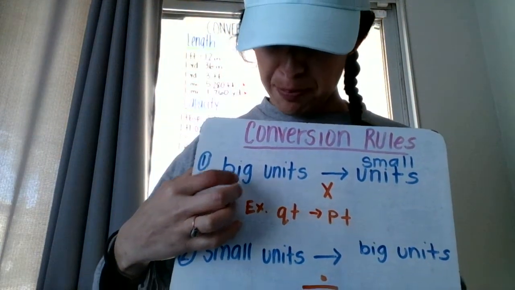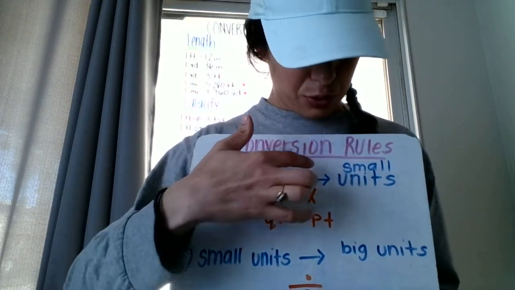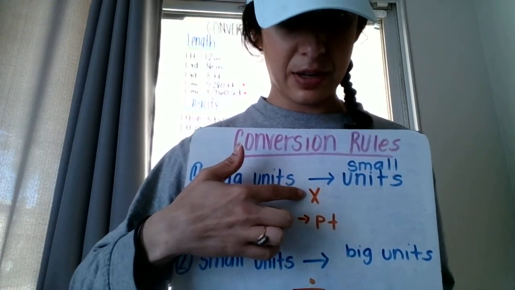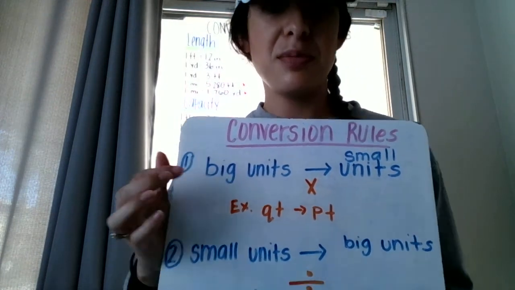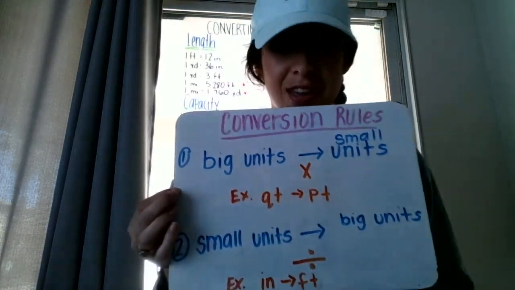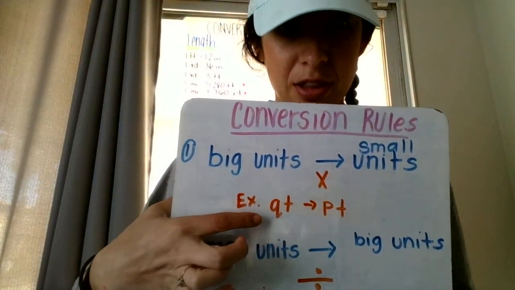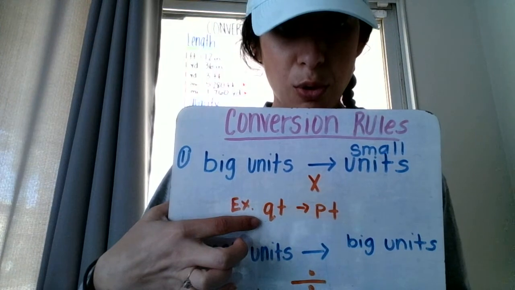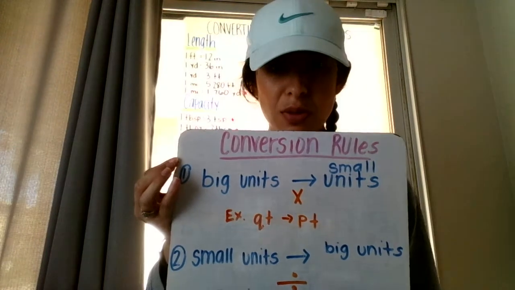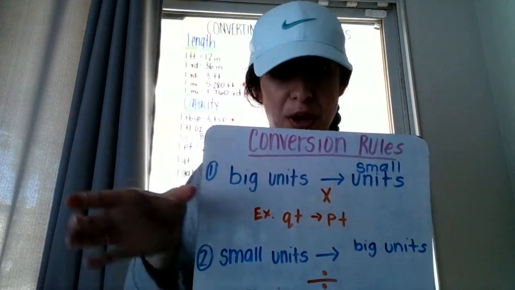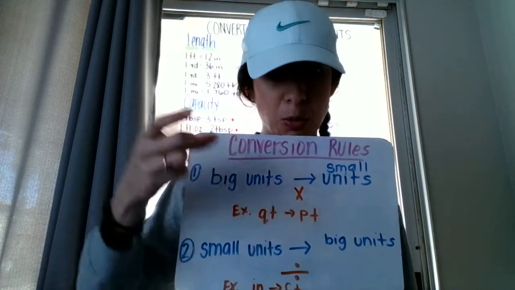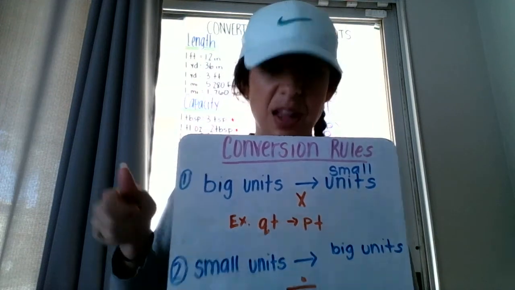So, the first rule is when we go from big units to small units, we're going to be multiplying. Okay. Well, Miss Espy, what do you mean from big units to small units? Can you show us an example? Okay, so my example is, let's say we're going from quarts to pints. So now let's remember quarts. Quarts, that was my big juice box, right? And pints was my plastic water bottle. Okay, let me go get it.